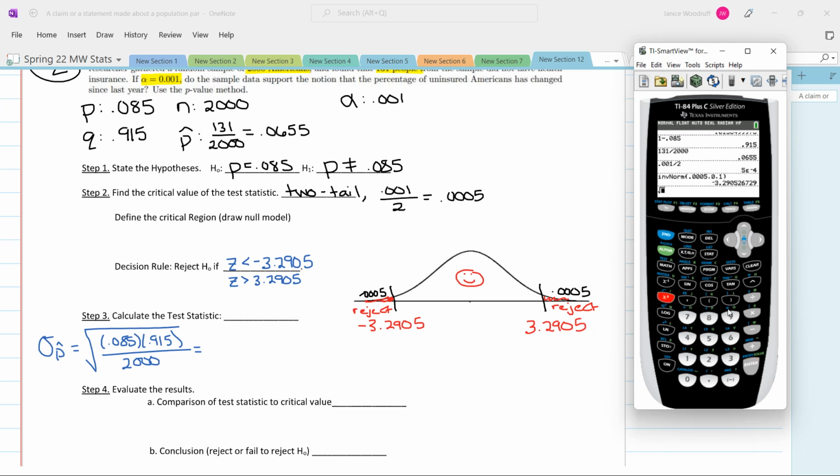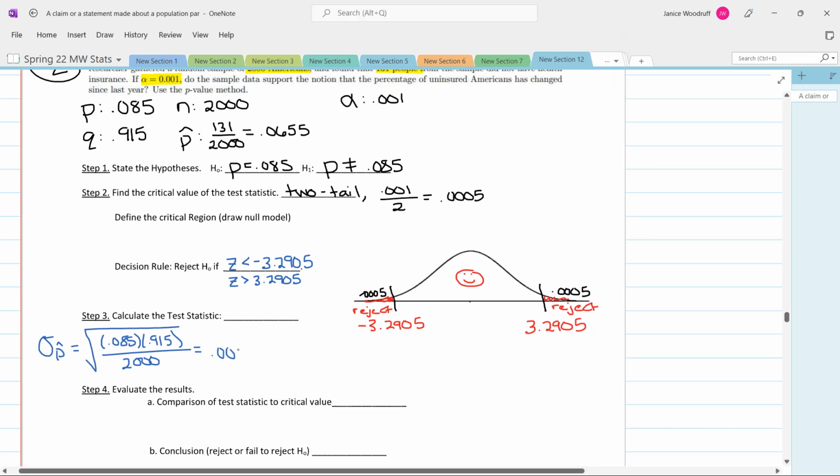So square root of 0.085 times 0.915 over 2,000. We're going to get 0.0062. Then we're going to do our z value, which is going to be p-hat, which we found was 0.0655, minus p, which is 0.085, over 0.0062.